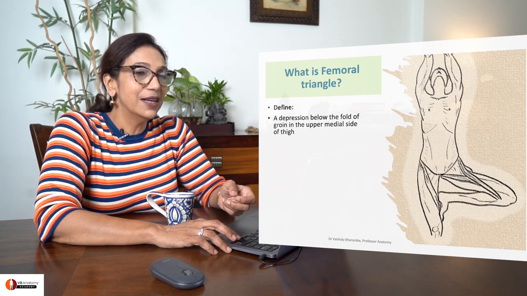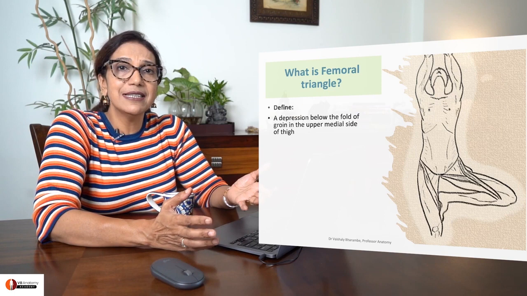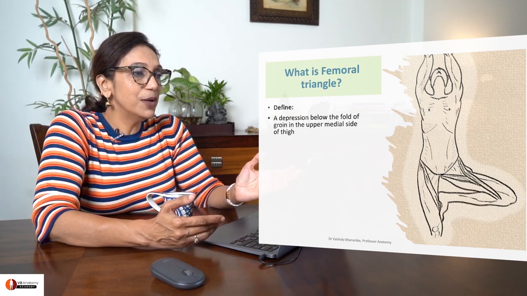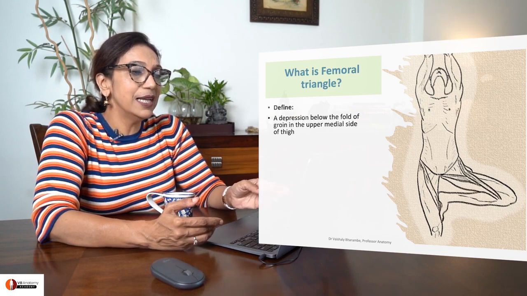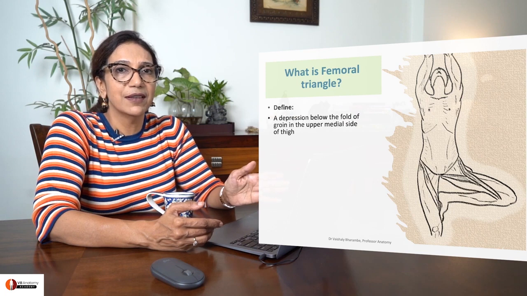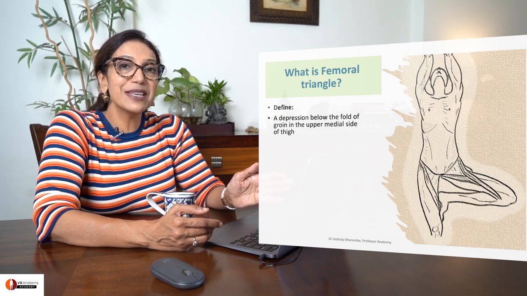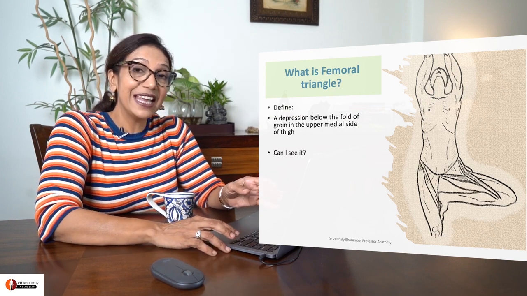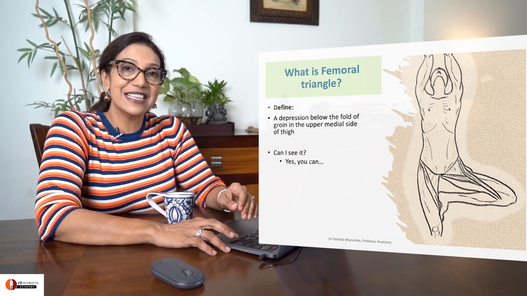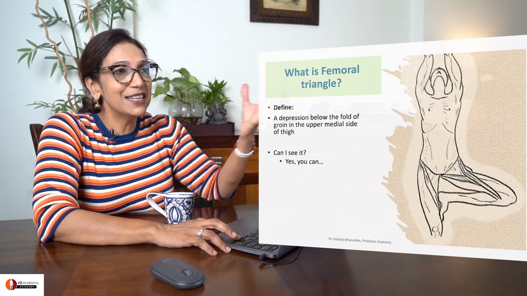First question, let's define the femoral triangle. Where is it? It's a depression below the fold of the groin in the upper medial side of the thigh. Ma'am, it makes no sense to me. Yes, it makes no sense to me either, because can I see it? Yes, I can see it. So let's see where the triangle is.